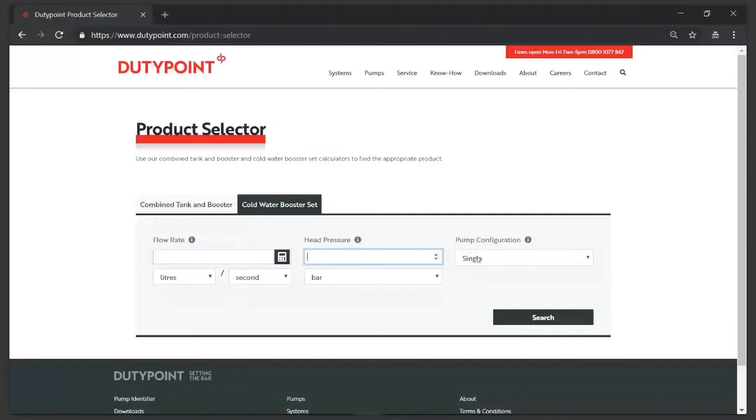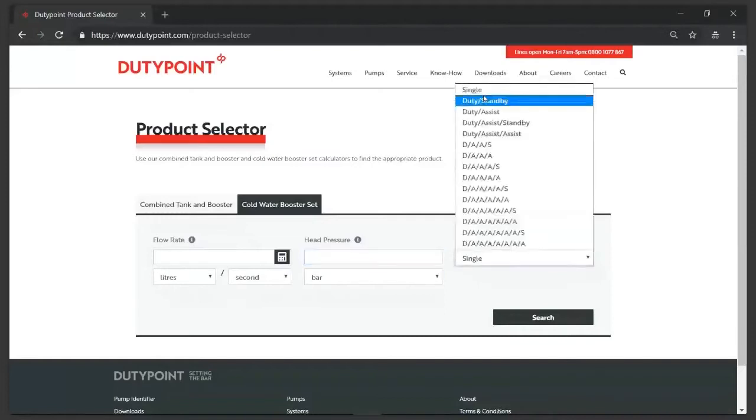So single pump, which can be useful sometimes, but also duty standby for a twin pump system where one pump can do the entire peak demand of the building. Duty assist would be where the two pumps working in tandem would be able to deliver the full flow rate, and so on and so forth. So duty assist standby, two pumps together are able to do the entire demand, plus one standby pump.